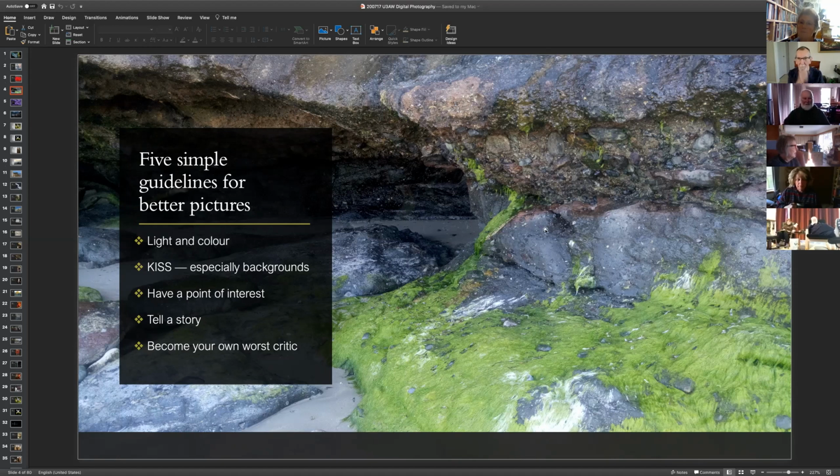And finally, and probably the most important thing, is to become your own worst critic. The beauty of the digital age is you can take getting close to an infinite number of photographs, and then you can cull. You can say that fails for this reason, this one succeeds for another reason. So you keep your successes and you bury your failures.